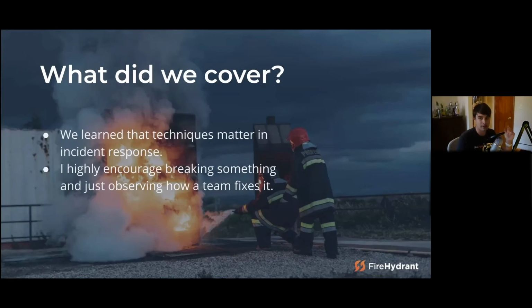So what did we cover? We got through this pretty quickly. We learned that techniques matter in incident response. I really, really strongly emphasize this. It's important that you really boil down how you are doing things and practice those individual things. I highly encourage breaking something and just observing how a team fixes it. You will reveal a lot through this. You'll find that someone doesn't have access to something. You'll find that someone has a different way of doing something that's better. This will take you an hour to do with a small team.